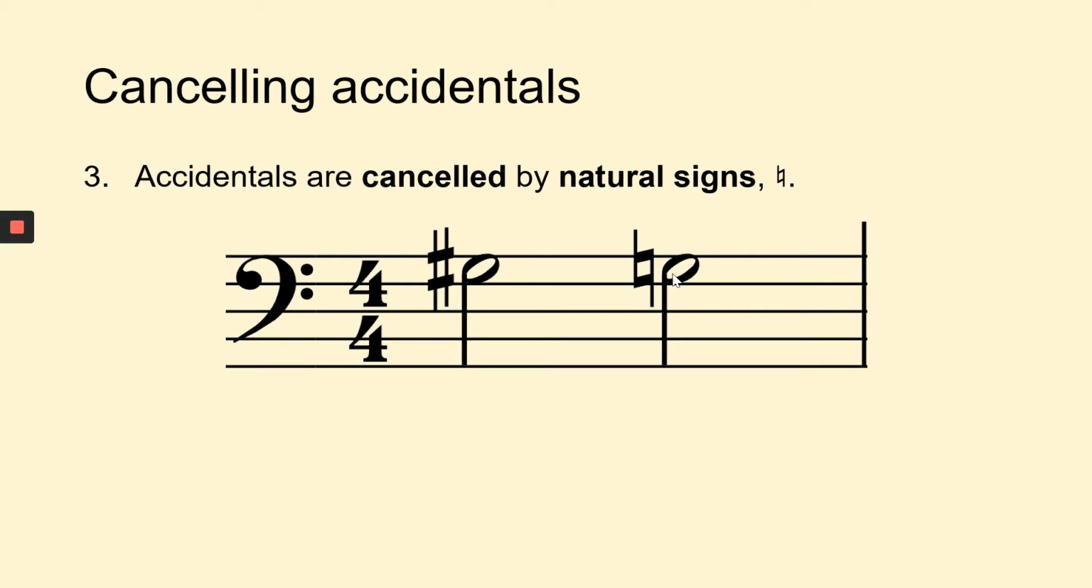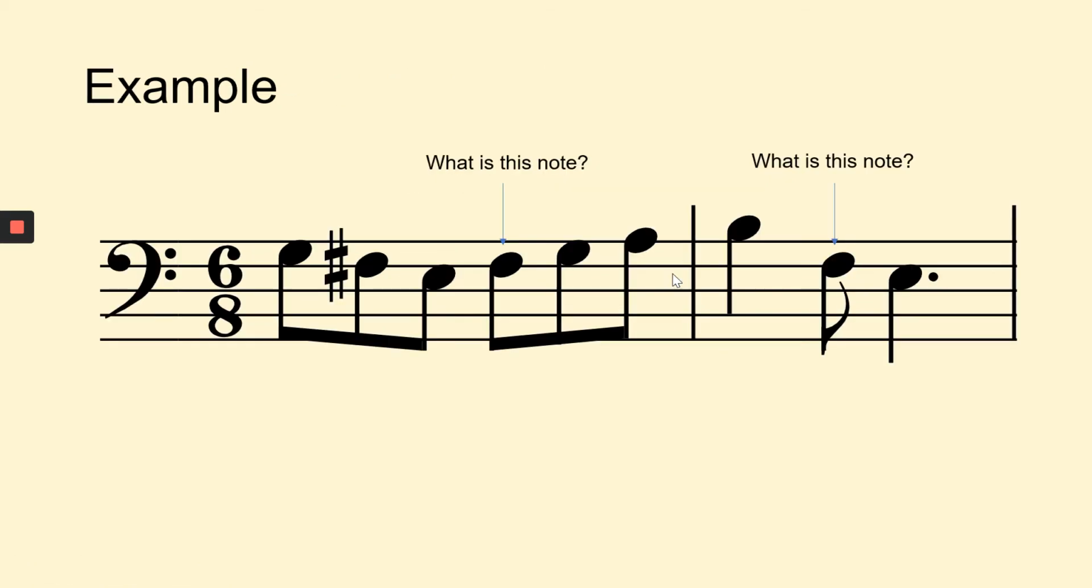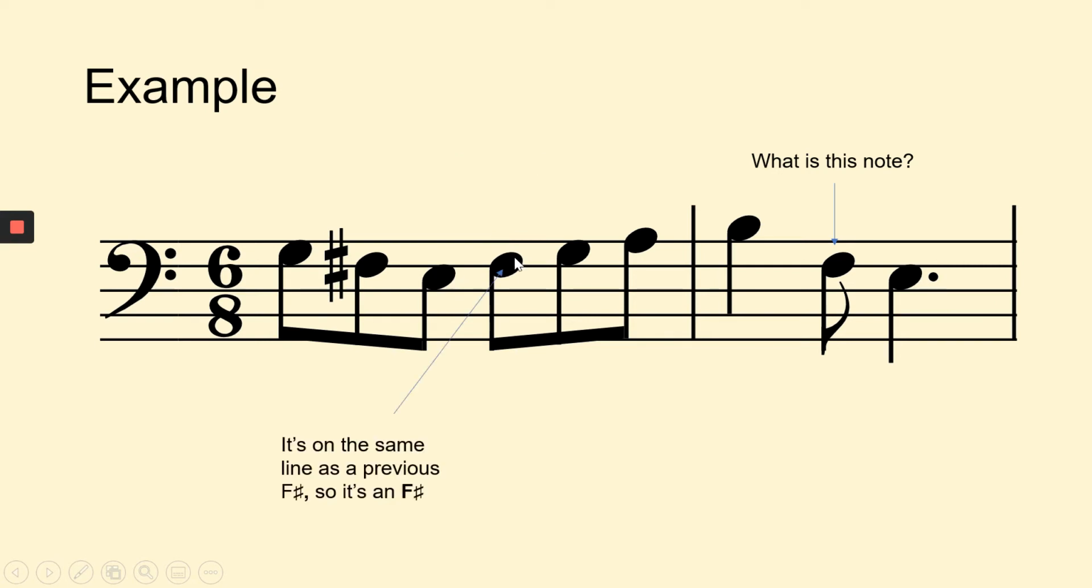Let's look at some examples. In this music, I need to make sure I am playing these two notes correctly. How am I going to go about it? So I'm going to go about it by first identifying the letter name of the pitch. This is an F. I'm going to look back through the bar for any other Fs to see if there are any other accidentals. I can see there is another F over here. It's on the same line and it has a sharp in front of it, which means that this is also going to be an F sharp.